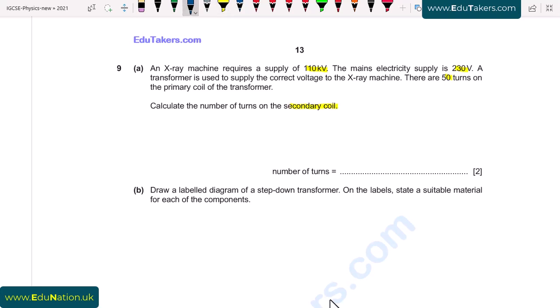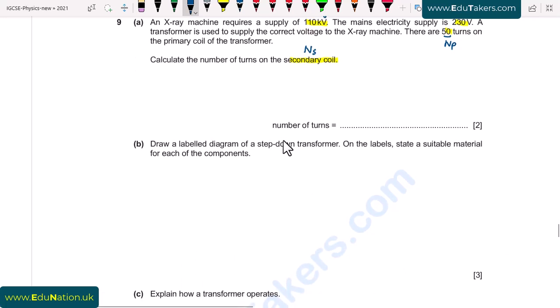Here we have to calculate the number of turns in the secondary coil when the number of turns of primary and the potential of primary and secondary coil is given. So the main electricity supply is 230, which is the primary voltage, and the X-ray machine requires a supply of 110 kilovolt, which is the secondary voltage. These are the number of turns of primary. We have to calculate the number of turns of secondary coil.